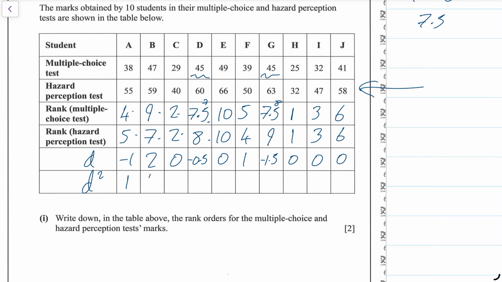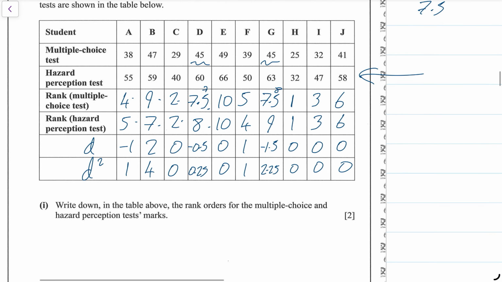Minus 1 squared is 1, 2 squared is 4, 0 squared is 0, minus 0.5 squared is 0.25, and then that's going to be 0, that's going to be 1, that's going to be 2.25, that's going to be 0, that's going to be 0, that's going to be 0. So a little bit of working out.